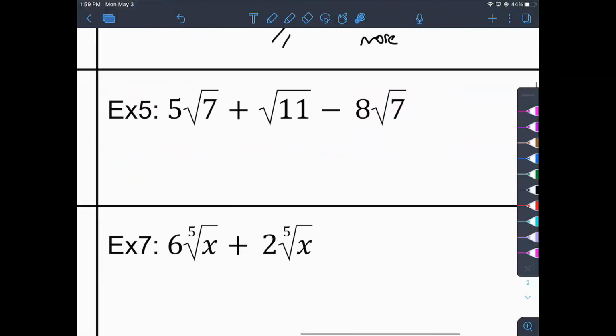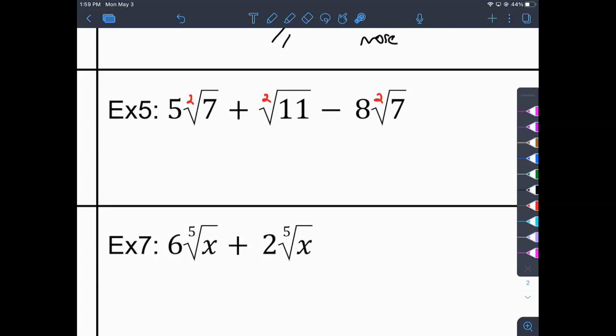What about here? Well, let's see. I've got a 5 root 7. It has an index. Well, the index isn't written, so it's a 2. So if I need to, I can put a 2 there. On this one, the index isn't written either, so it's a 2 as well. And same with the last one back here. It's not written, so it's a 2. So all the indexes are the same. Yay! But not all of the inside pieces are the same. This is a 7, this is an 11, but this is a 7.